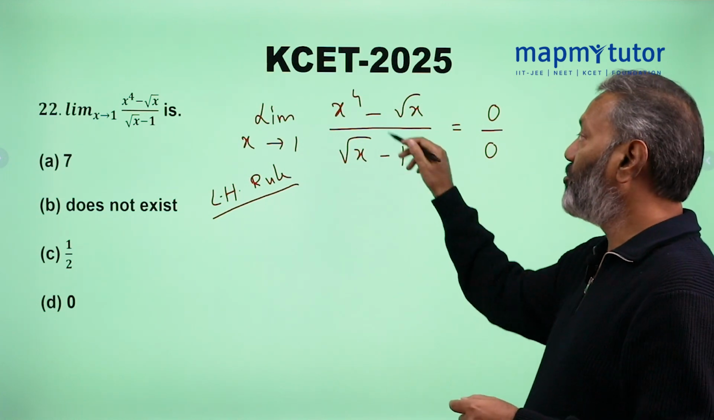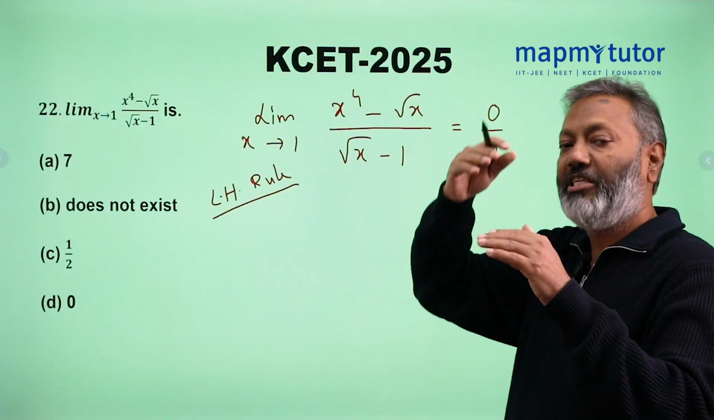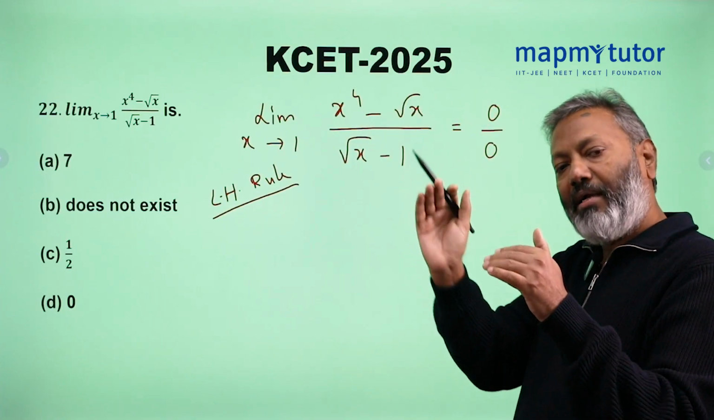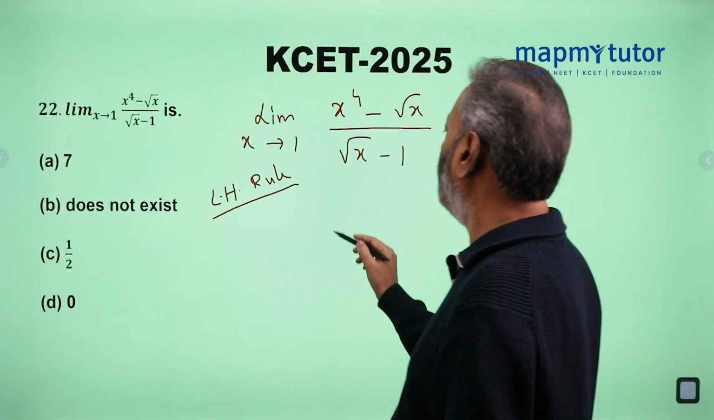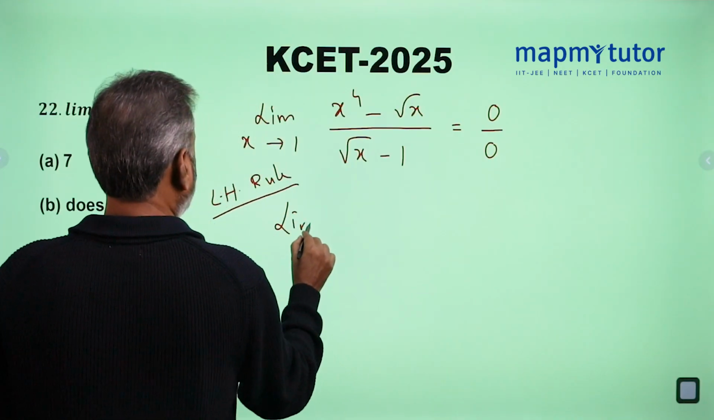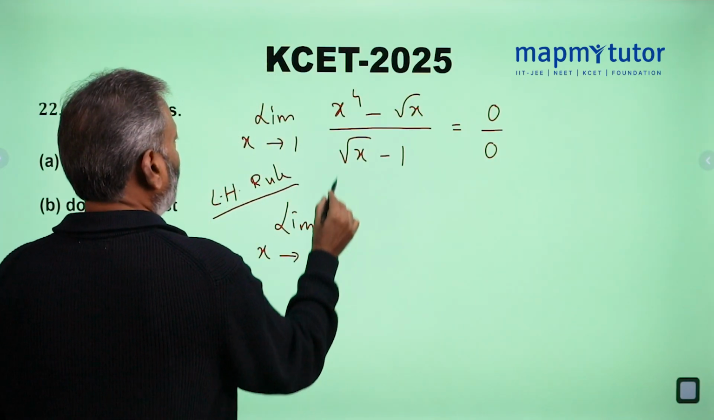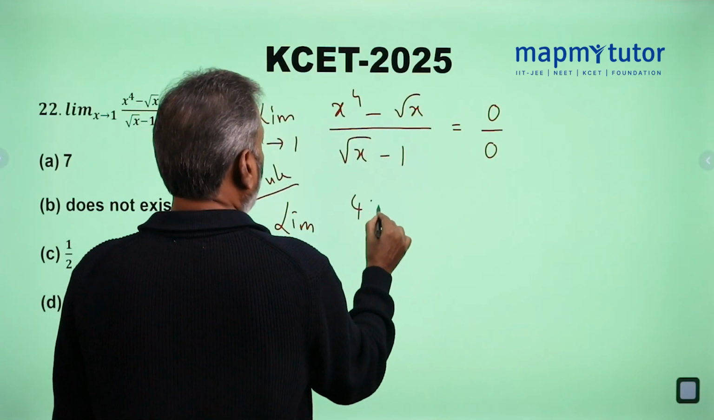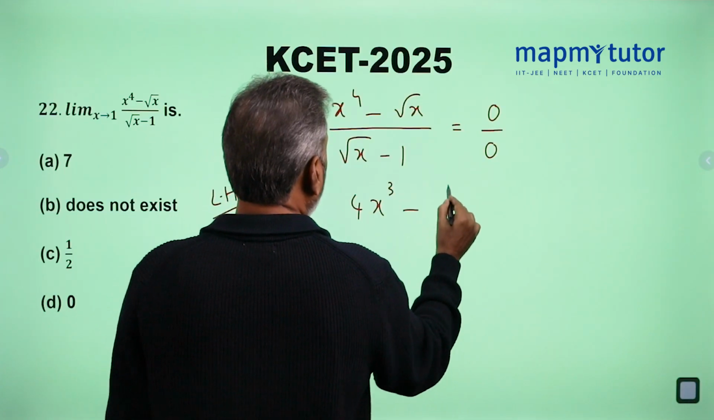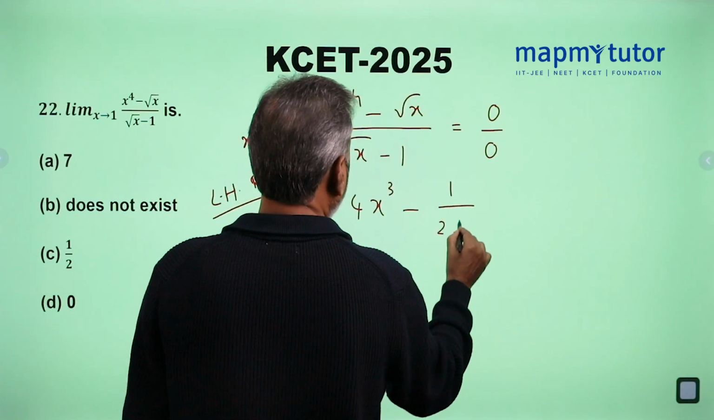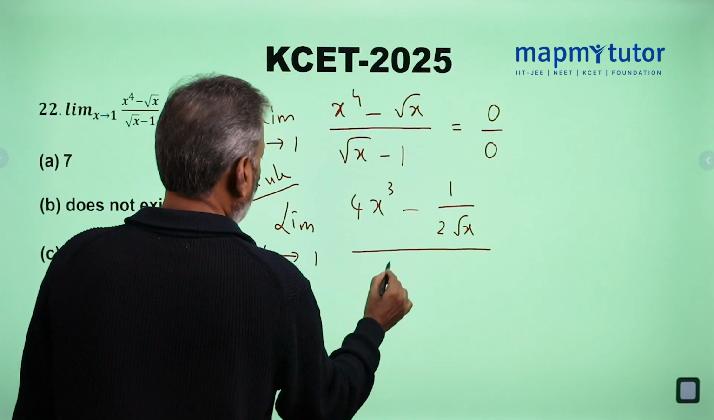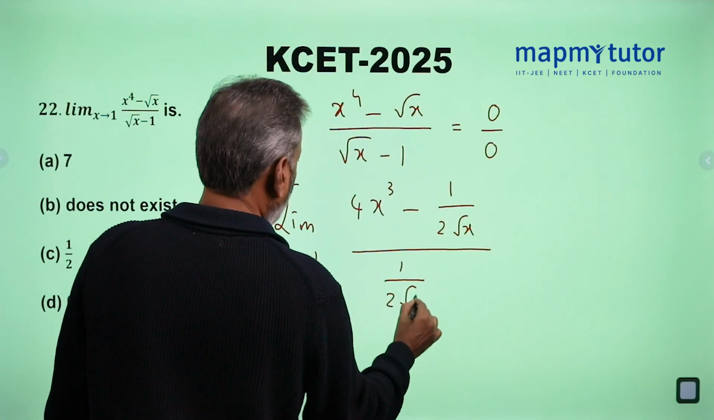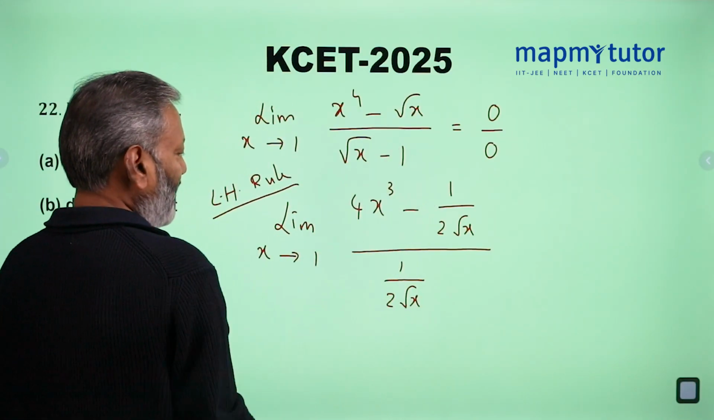But remember, never use u by v formula, okay? Differentiate numerator separately and differentiate the denominator separately. Come on. Limit x tends to 1. Let me differentiate the numerator. X power 4 derivative, 4x cube, root x derivative, 1 by 2 root x. In the denominator, again I'll get 1 by 2 root x, because 1 is constant, derivative 0.